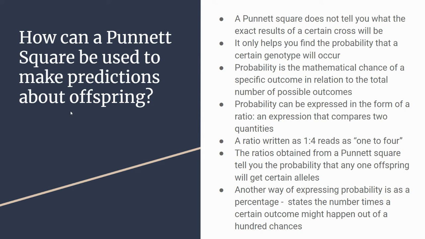So flip back, sorry, to page 342. A ratio is often written as one number to another number. Sometimes, and you will see this as we go through, it'll be a number to a number to a number. There'll be 3 options, there could be 4 options. The ratios obtained from a Punnett square tell you the probability that any one offspring will get certain alleles.